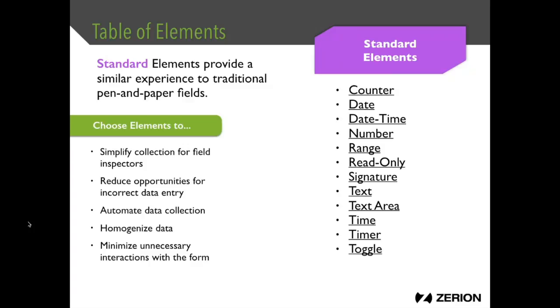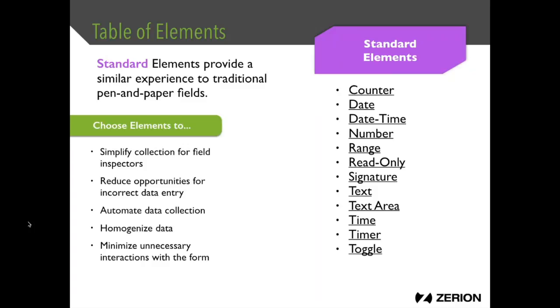You also want to choose elements that are going to homogenize your data. And what I mean by that is you want to be able to collect data in a format where it's going to be consistent throughout all of your different records. The easiest example for this would be thinking about collecting the state of where a field inspector is.